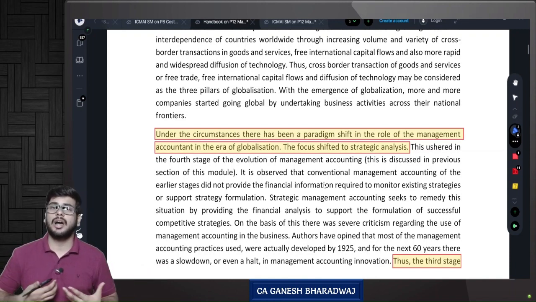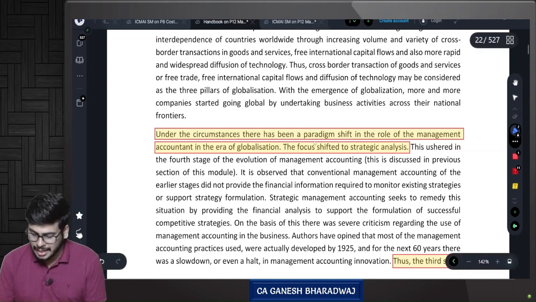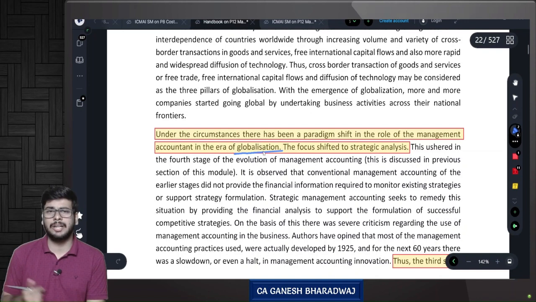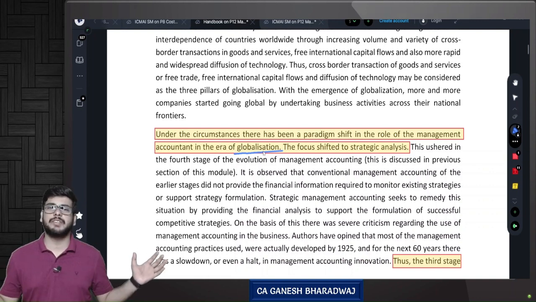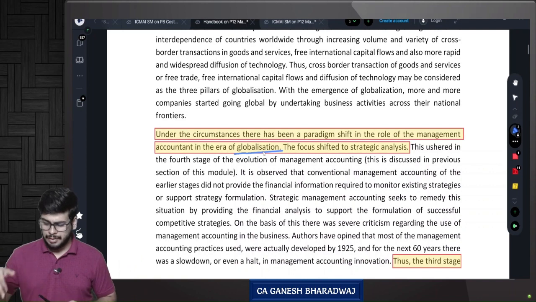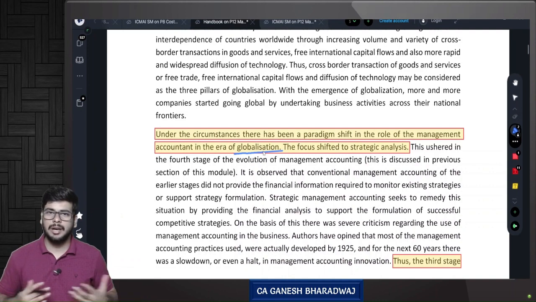The changes are highly dynamic. Now you need to adapt yourself to multiple situations. So under these circumstances, there has been a paradigm shift in the role of the management accountant in the era of globalization. So what do you mean by globalization? They call the entire world a global village. Now it's not like if you are living in India, you can do business only in India. No, nothing of that sort. Globalization is where the entire world is being connected. So the trade barriers have been removed. And even if you're sitting in India, you can do business in the US or in Europe, or anywhere in the rest of the world.